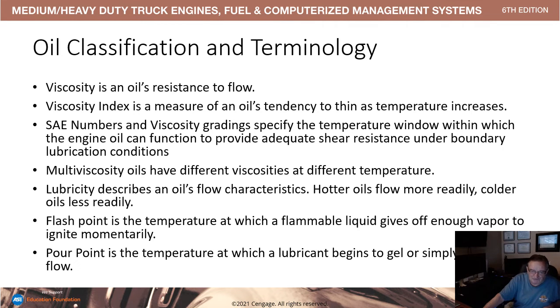Multi-viscosity oils have different viscosities at different temperatures. Lubricity describes an oil's flow characteristic. Hotter oils flow more readily, colder oils flow less readily. Flash point is the temperature at which a flammable liquid gives off enough vapor to ignite momentarily. Pour point is the temperature at which a lubricant begins to gel or simply ceases to flow.